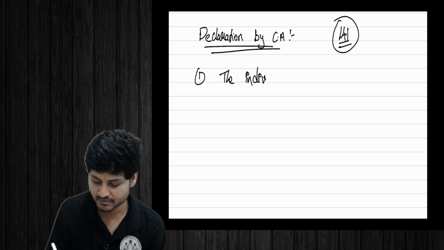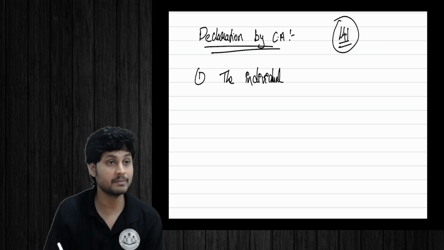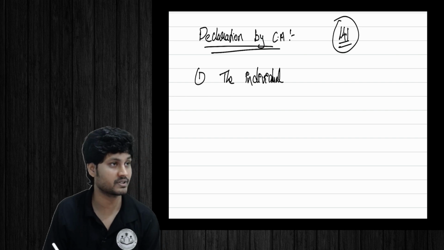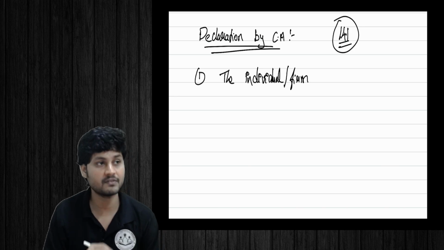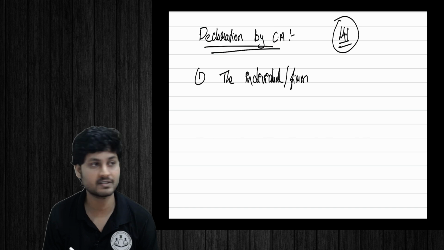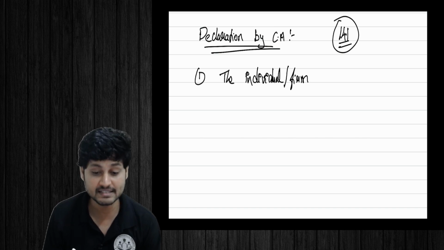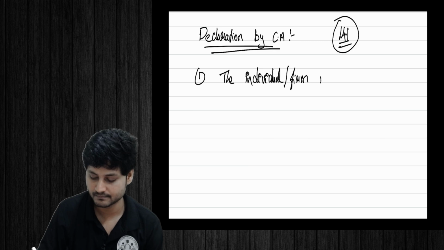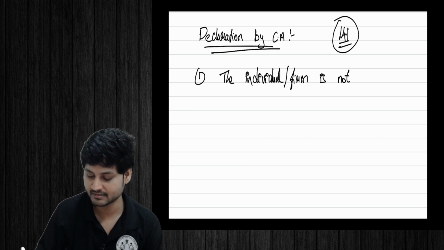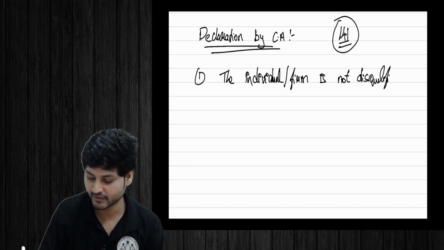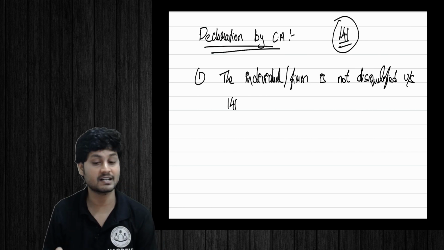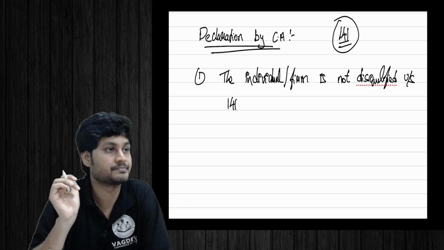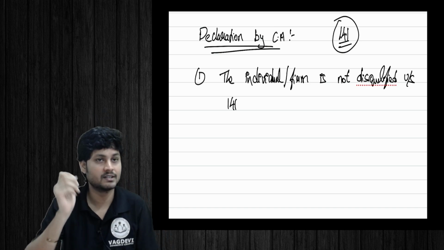The individual may be an individual cost accountant who is in practice, or a firm of cost accountants, a partnership firm of cost accountants, is not disqualified under section number 141. Okay, this is the first declaration.